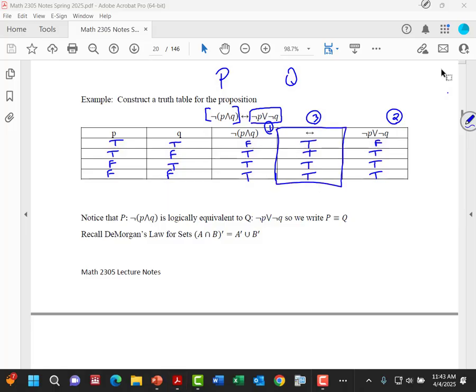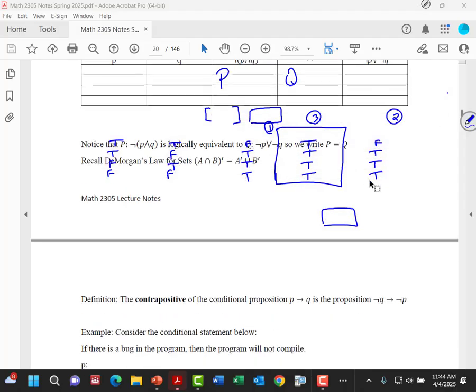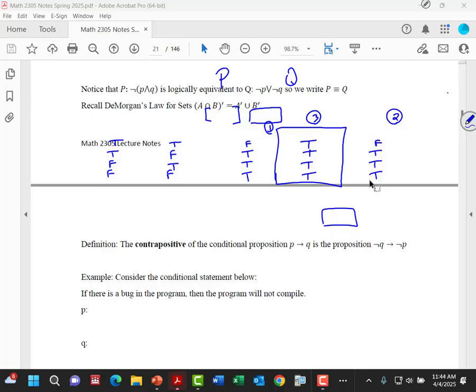And so I notice that not P and Q is logically equivalent to not P or not Q. And so we write P is logically equivalent to Q, and this should be very similar to our other law of sets, our other De Morgan's law that we looked at in a previous section.